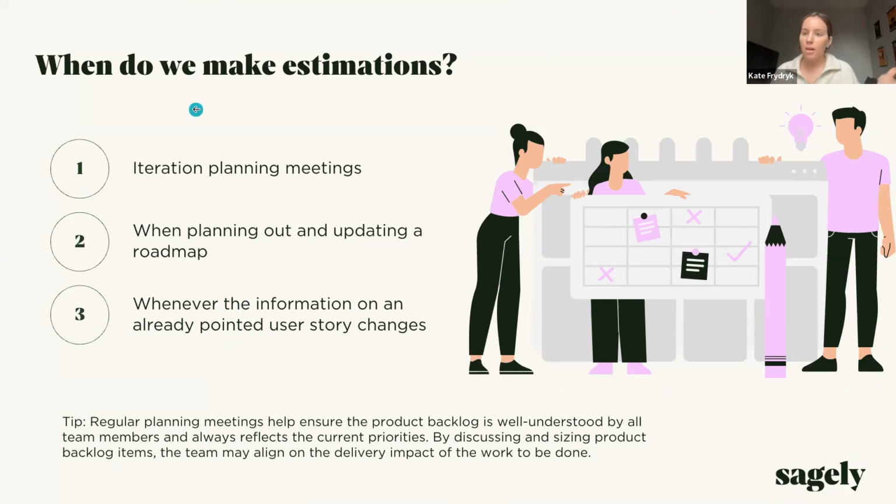When do we make them? Iteration planning meetings. When we plan out a roadmap, that's like the t-shirt sizing, the bigger epics and features. And if some information ever changes, then we should go back and repoint a story. And we'll do this through regular planning meetings to ensure that the backlog is well understood.